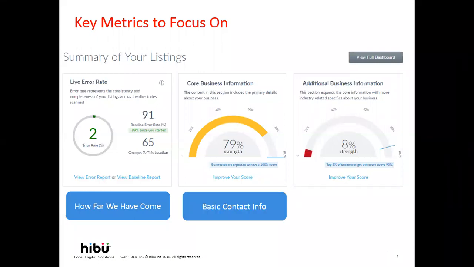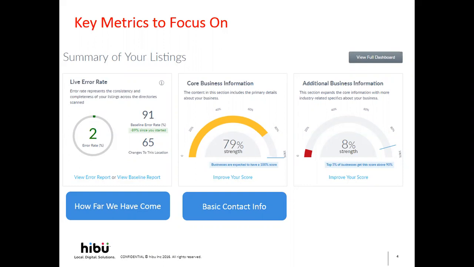The next metric is the core business information. This is the basic contact information, the NAP plus website and email: name, address, telephone, website, email for this client. And we want to make sure that all of our clients are at 100% here. In the event like this example where somebody's not at 100%, if you scroll further down in the dashboard, you'll see that there may be certain listings that are not connected quite yet.